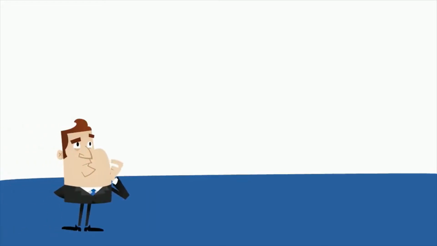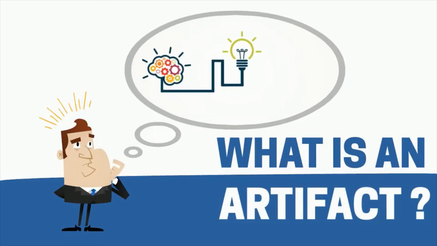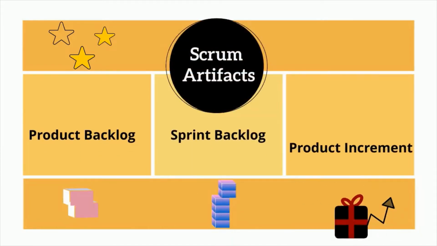Let's look at what an artifact is. An artifact is something we create, whether it's a tool to solve a problem or a work of art to inspire. There are three key artifacts described by Scrum: product backlogs, sprint backlogs, and product increment.